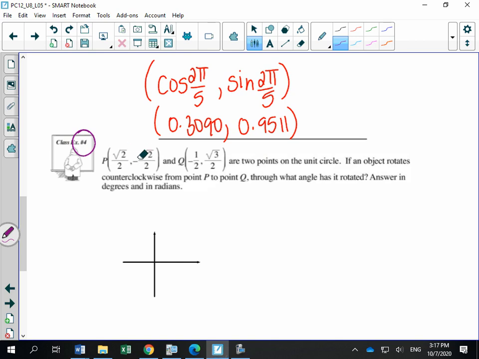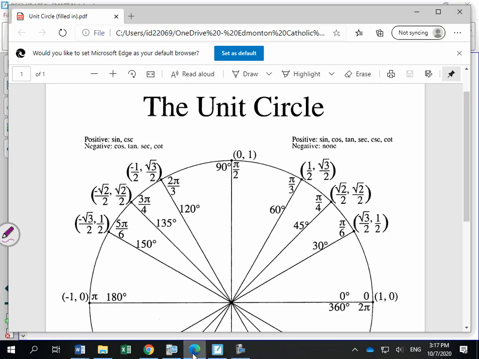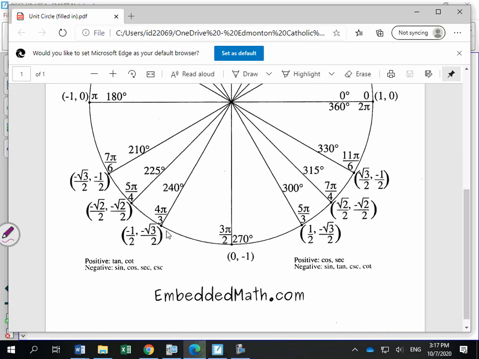I know that that's going to be a reference angle of 45 degrees. And if my y is negative, I am going to be in the fourth quadrant. So if I look at my unit circle, where would I be for point P? Y is negative, right here. X is positive, Y is negative. That's 315 degrees or 7 pi over 4.